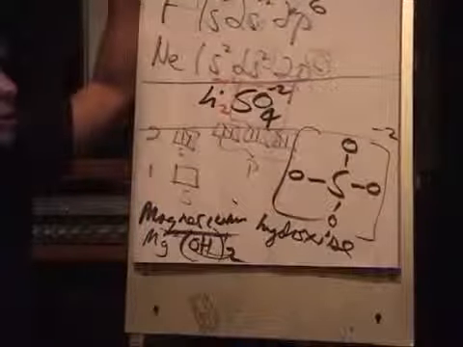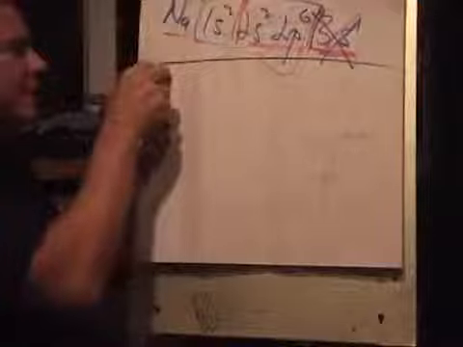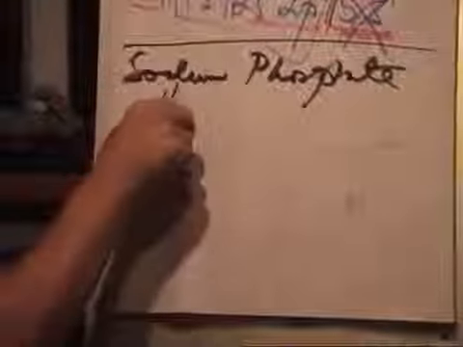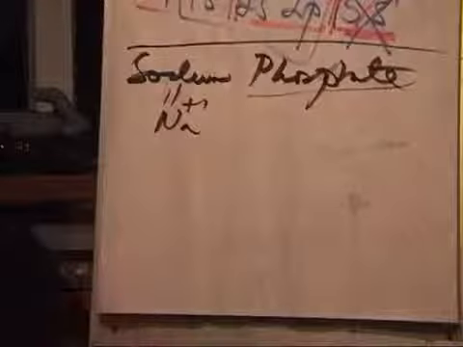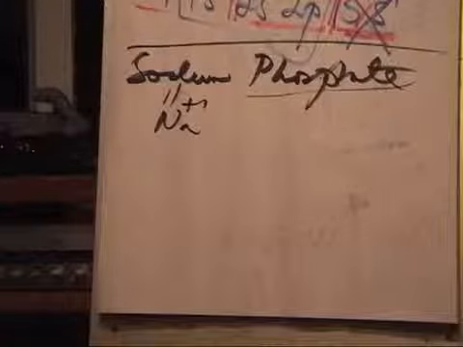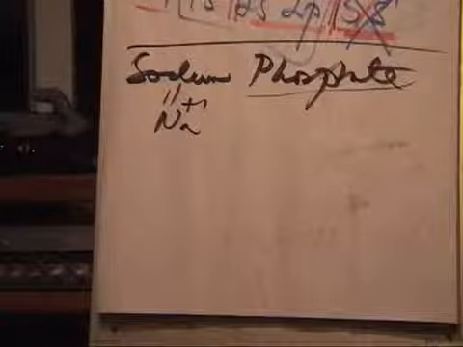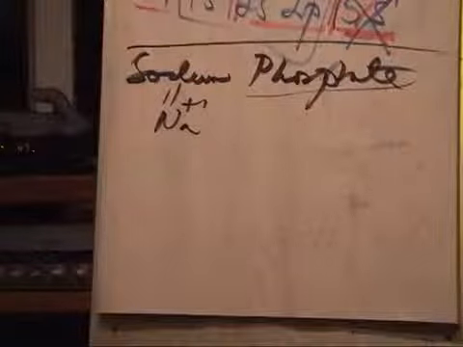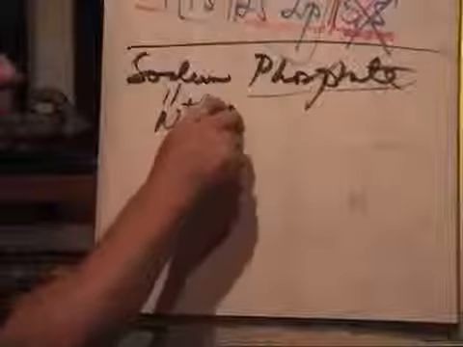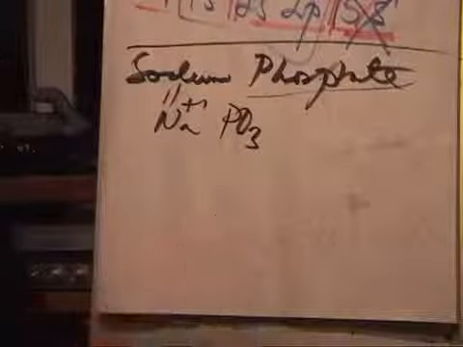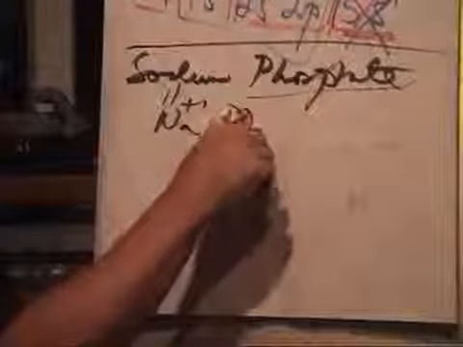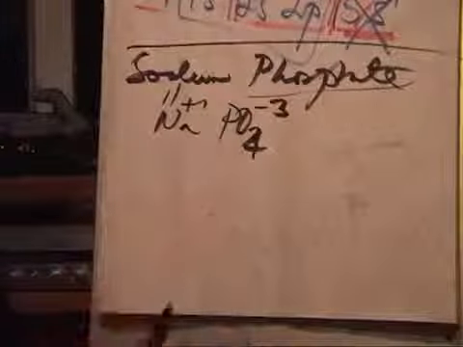sodium phosphate. Sodium phosphate. We're doing sodium phosphate. You know sodium's a +1 metal, so you put that down. But phosphate you don't know, so you go to your polyatomic ion chart. Oh, phosphite and phosphate. PO4, negative 3. Yeah. Okay, so Taylor, take it away.